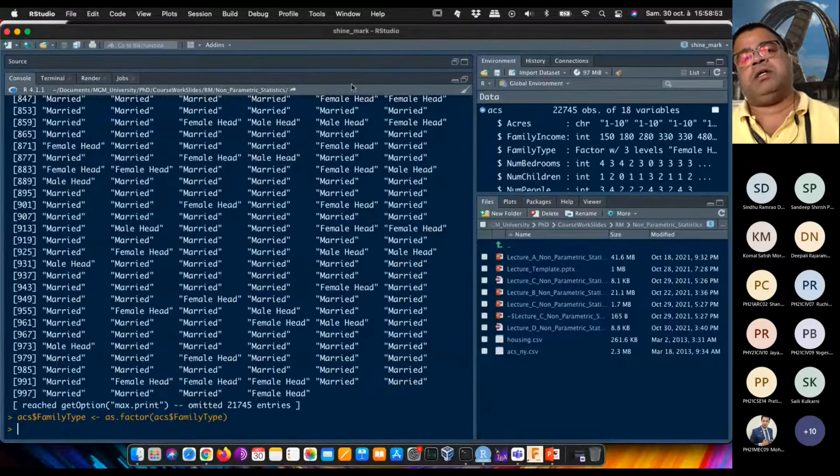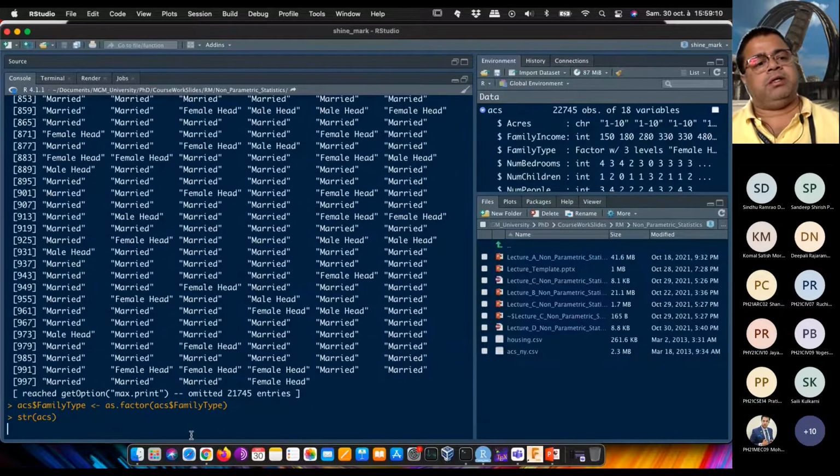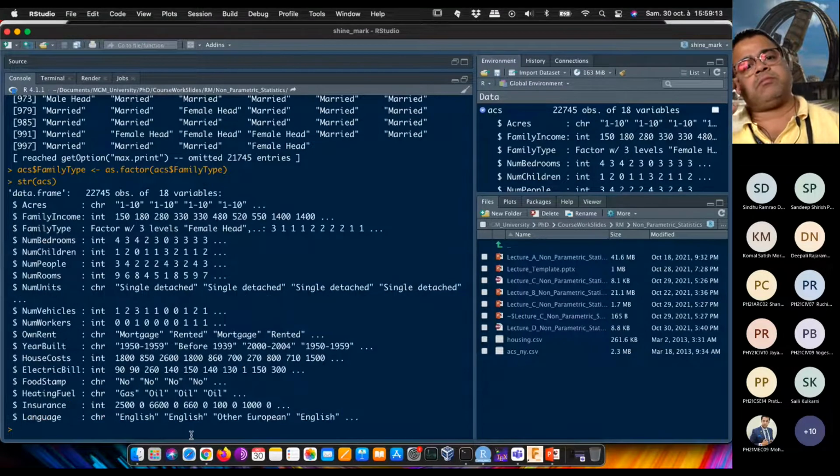It says factor with 3 levels now. So there are only 3 types of families. One is female head, the other one. Just type str again. So it has got family type with female head. So 3 types are there. Again, I can convert this number of units, single, detached, and all that.